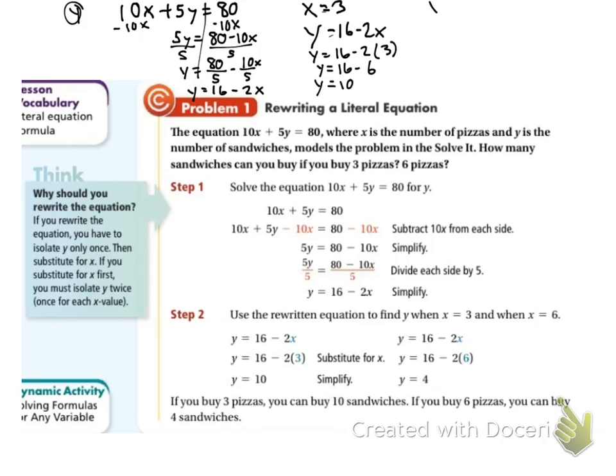They want me to do the same thing for 6 pizzas, so when x is 6. So y equals 16 minus 2x. y equals 16 minus 2 times 6. 2 times 6 is 12, so 16 minus 12, so y is 4. So if I buy 6 pizzas, then I can buy 4 sandwiches.